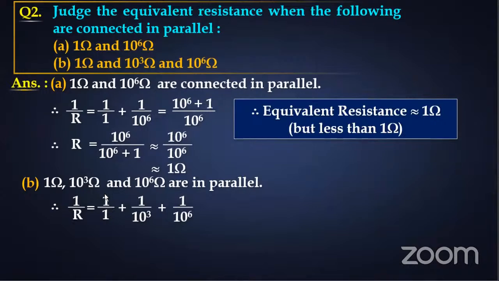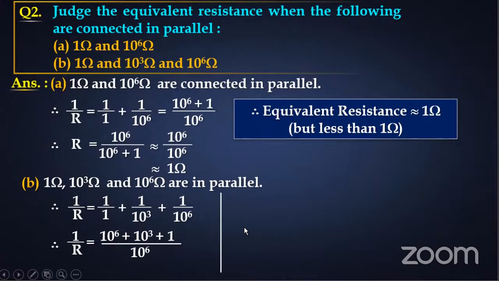So how much will you get here at the numerator? 10 power 6. Here 10 power 3 more. Here 1. Is it right? So 1 by R is equal to the LCM, here 10 power 6 you will get. Why? Because only 1 is there. For 10 power 3, you still get 10 power 3 more. Here you will get 1. So this is 1 by R equivalent. Then find R equivalent from this.